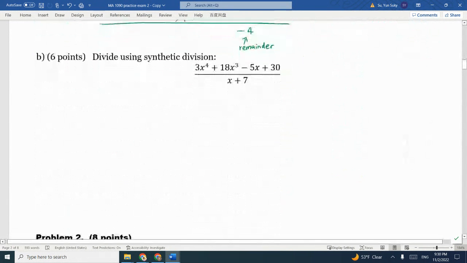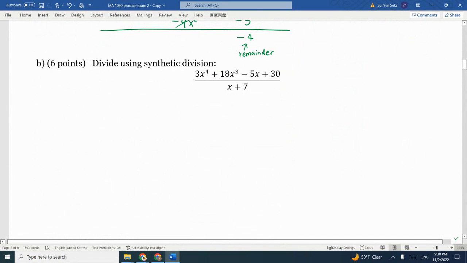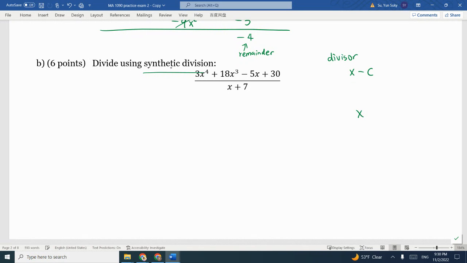Synthetic division. Synthetic division only works when you see x minus c as a divisor. Okay, which means if you get 2x squared minus 1, you cannot use synthetic division. And if you have 2x plus 3, you cannot do synthetic division. It must have the form x minus c or x plus c. Okay, so when you have this, use long division. Okay, synthetic division.